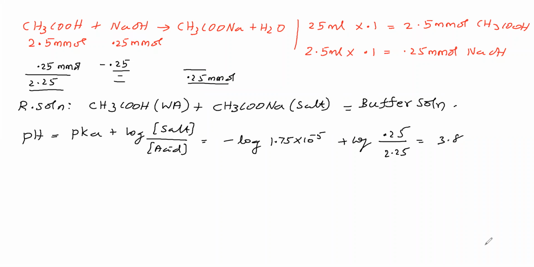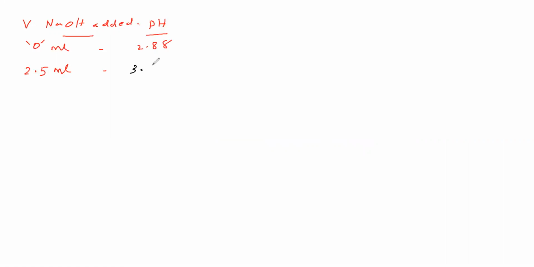Okay, so now we will write the pH: 3.8. After adding 2.5 ml of sodium hydroxide into the conical flask, the pH of the solution is 3.8. Initially the pH was 2.88. On adding sodium hydroxide, pH increases. Why does pH increase? Because we are adding base.